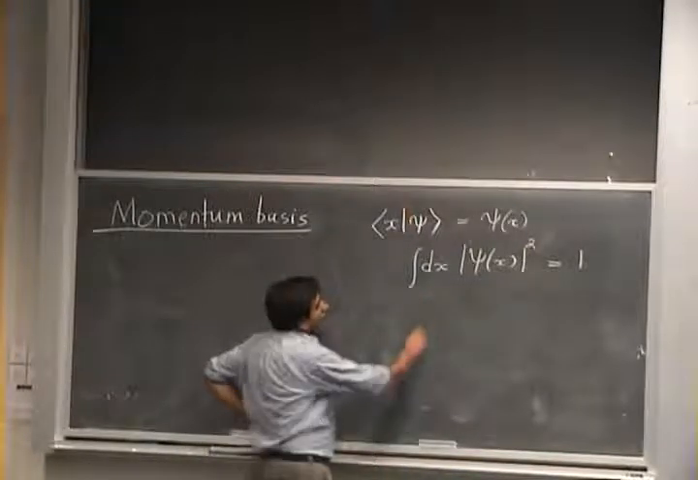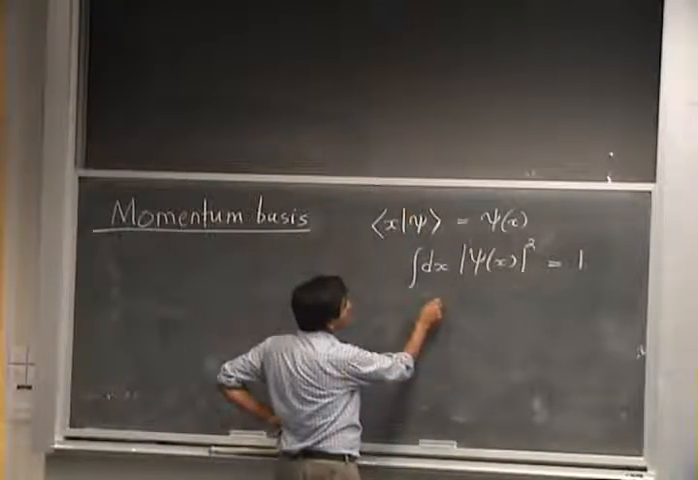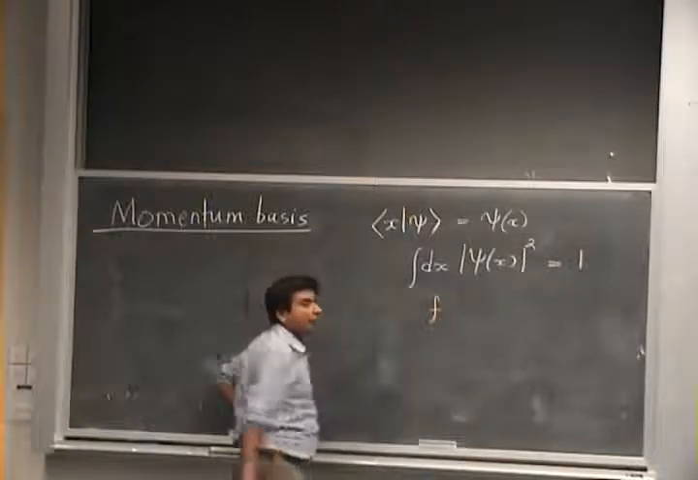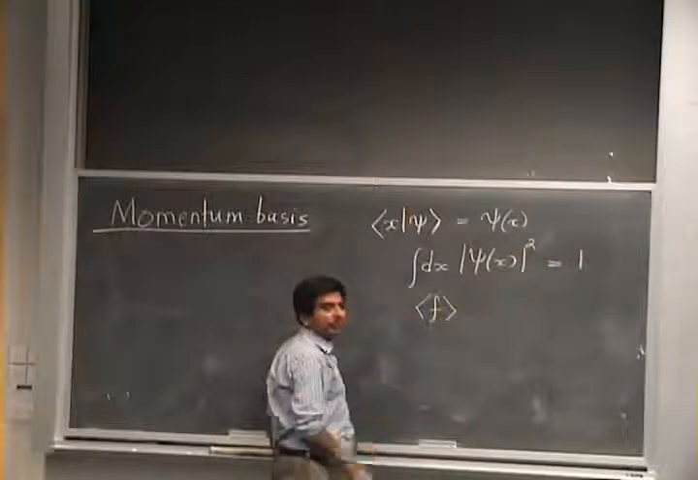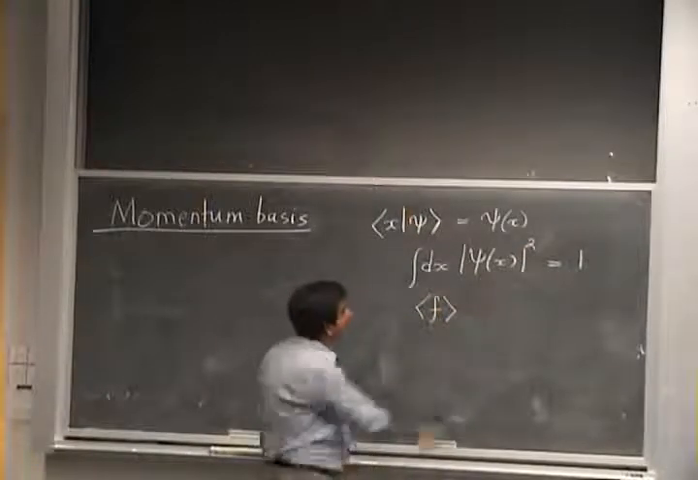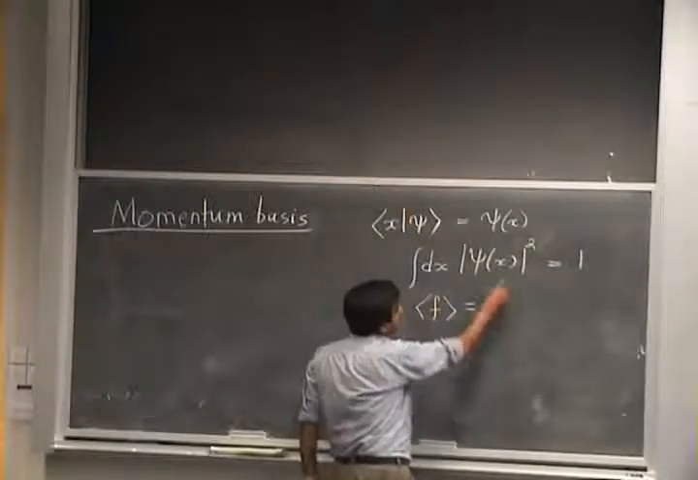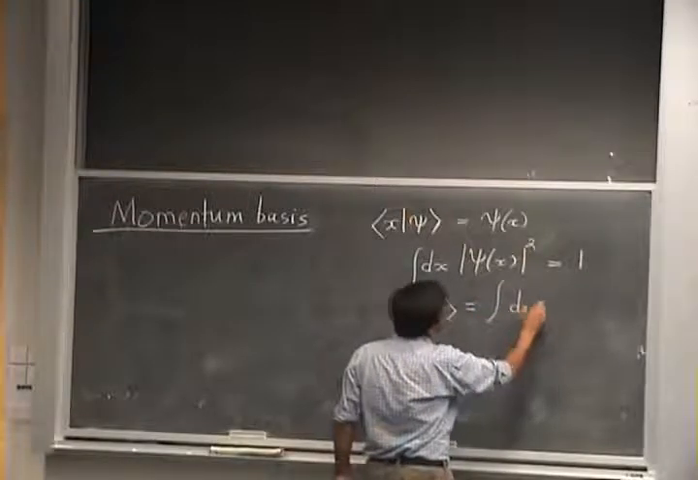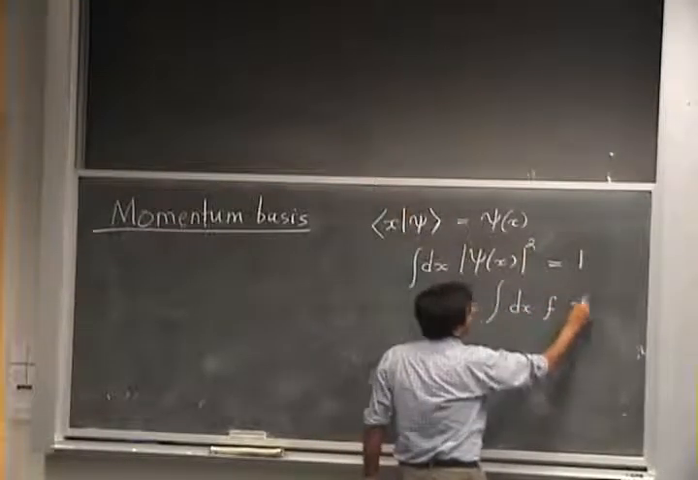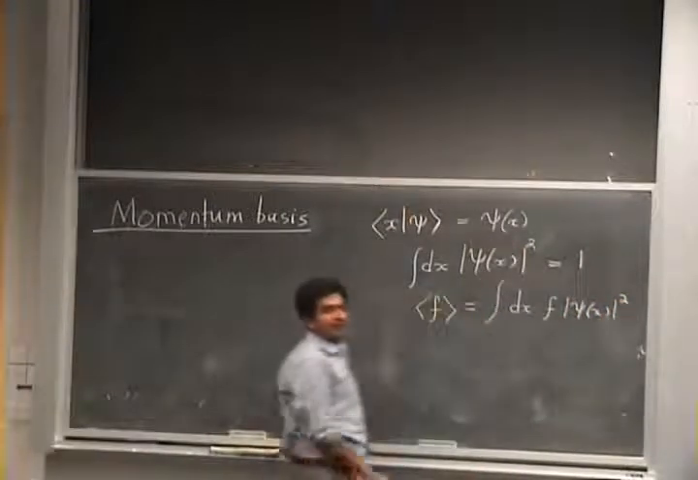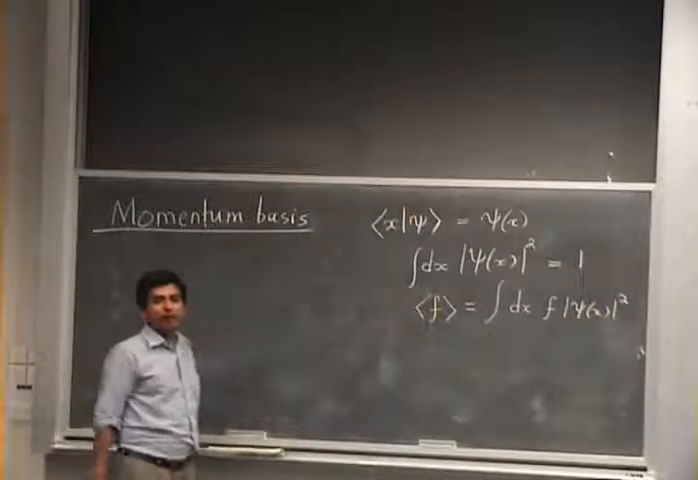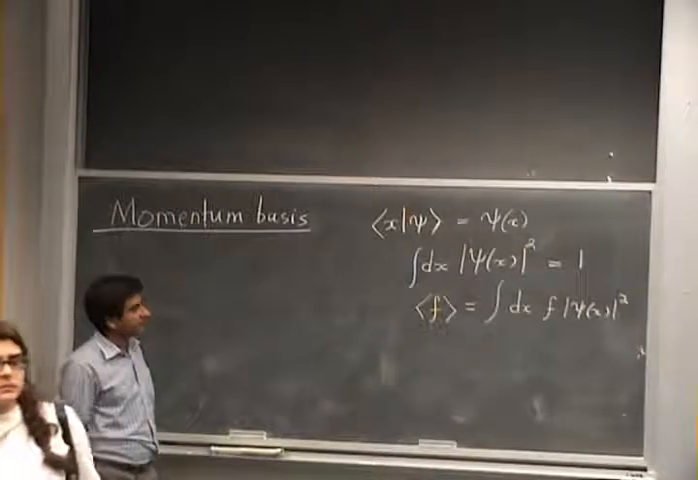We also know that if we would like to take the expectation value of any function f, where f is some observable perhaps, then this expectation value will be given by the integral of dx f multiplied by the probability density function. This will give us the average value of the observable f. Right?